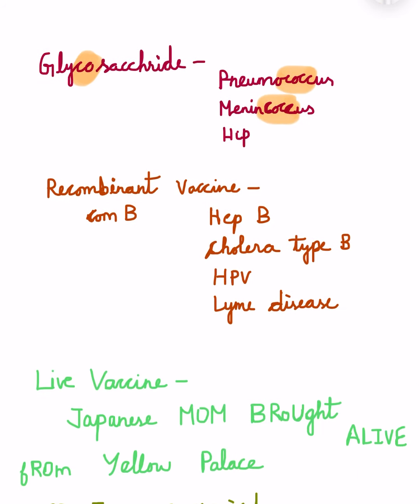Next, moving on to the recombinant vaccine or subunit vaccine. Here, recombinant vaccine can be remembered from the middle word COM-B. Here, B stands for hepatitis B, and COM-B stands for cholera type B vaccine, and human papilloma virus vaccine, and vaccine for Lyme's disease. These are the recombinant or subunit vaccines, which means a part of the antigen is removed. The part of the antigen which has the virulent property, for example, HBsAg is a subunit present in the hepatitis B virus. That subunit is removed and injected into the person. So the person produces antibodies against that subunit. So this is called the recombinant or subunit vaccine.